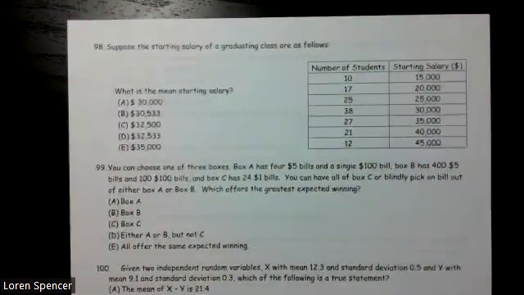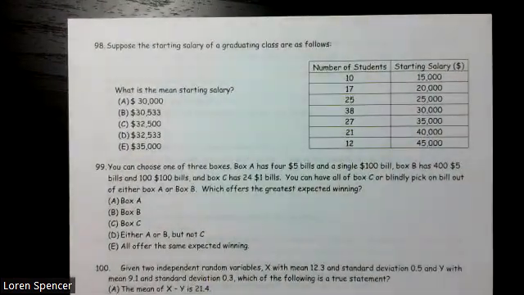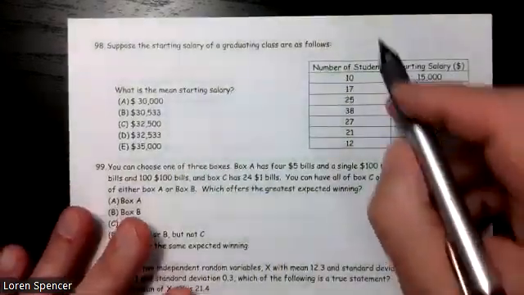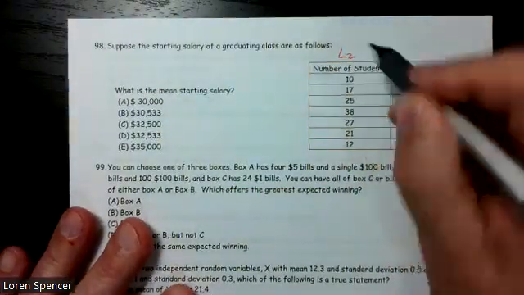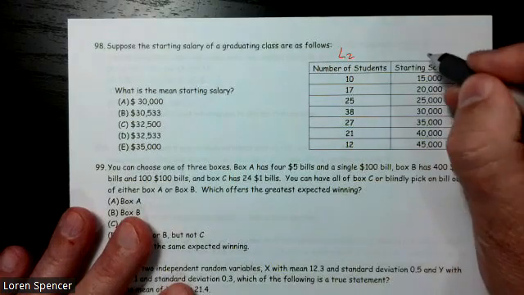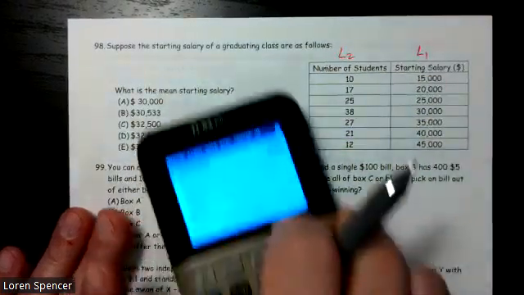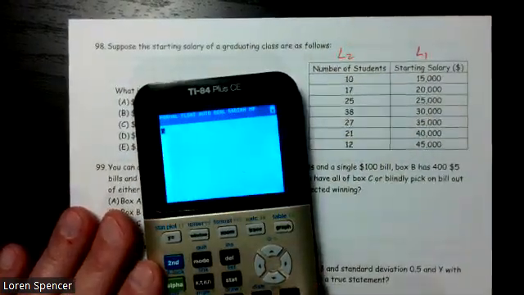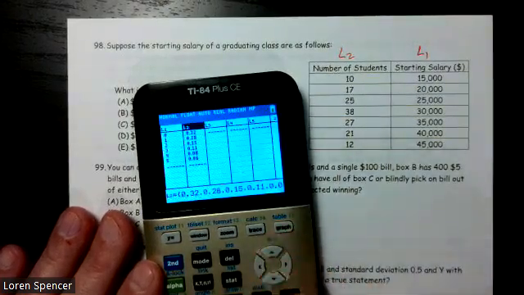Suppose the starting salaries of a graduating class are as follows. What is the mean salary? All right, so this is going to go to L2 because this is my frequency, and this is my X value. This is what they're actually going to make. So stat edit, back to the top, and clear those.